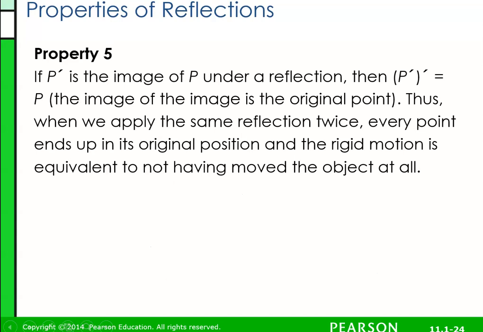And the last one: if P prime is the image of P under reflection, then P double prime equals P. The image of the image is the original point. Thus, when we apply the same reflection twice, every point ends up at its original position.